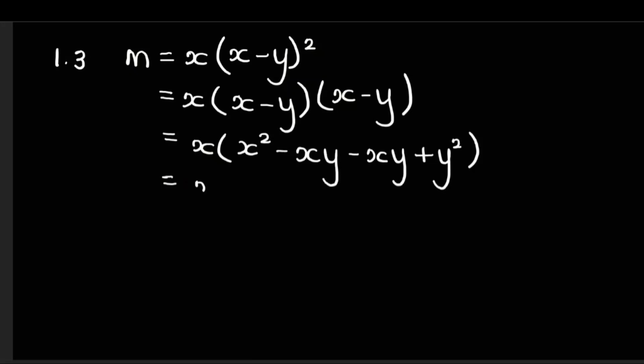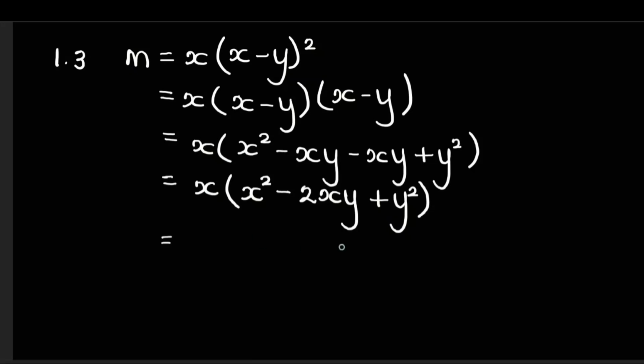Now, before we multiply this x into the bracket, let's just simplify what we have within our bracket. We've got like terms, negative xy, that is going to give you negative 2xy. Now let's take the x in front of the bracket and multiply it into the bracket with all three terms. X times x squared gives you x cubed, x times negative 2xy gives you negative 2x squared y, and x times y squared is going to give you xy squared.